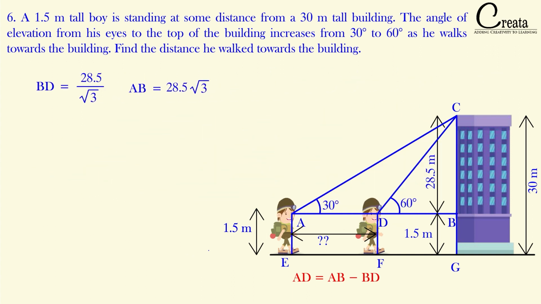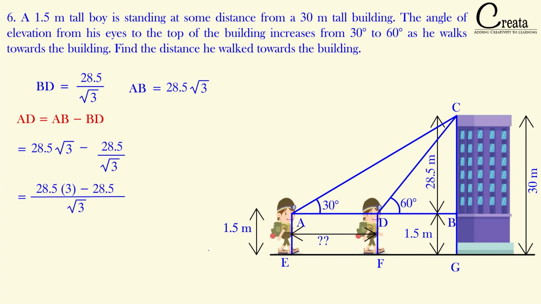We got AB and BD. Let's find AD. AD will be equal to AB minus BD, which is 28.5 root 3 minus 28.5 upon root 3. Let's solve this. Let's take the LCM as root 3. Let's further solve it, the simple mathematics. On solving, we got AD as 57 upon root 3. Let's further solve it. Let's multiply the numerator and denominator by root 3. On solving, we got our answer as 19 root 3 meters. That is the distance between the 2 points, or the case 1 and case 2. AD we got as 19 root 3 meters. So that is the answer.